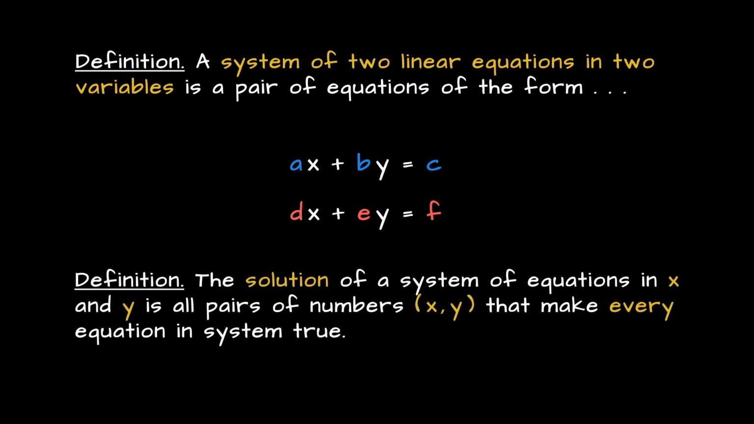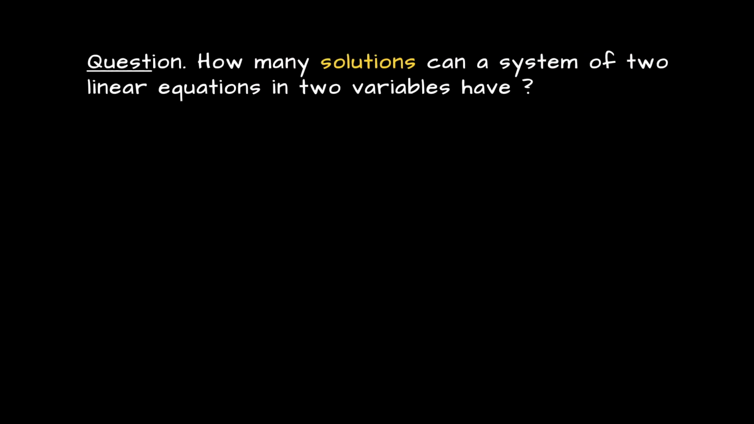And when we talk about the solution of a system of equations, what we will mean is all pairs of numbers, x, y, that, when substituted into any equation in the system, makes that equation true. Now let's ask an important question. How many solutions can a system of two linear equations in two variables have?